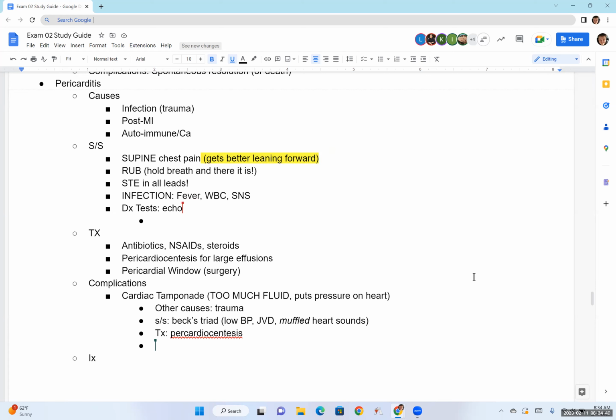What else? All right, does it get better with high Fowlers or worse with high Fowlers? It's going to get better with high Fowlers. High Fowlers is sitting up. So with Trendelenburg, does it get worse or better? It gets worse. What other positions, with lithotomy position? Does it get worse or better? Lithotomy.